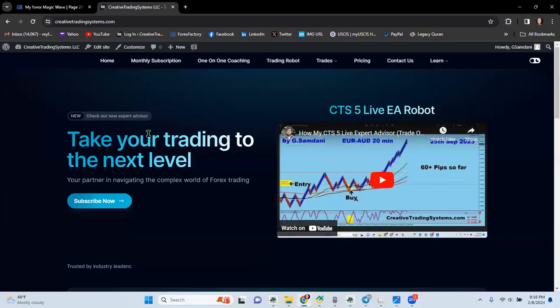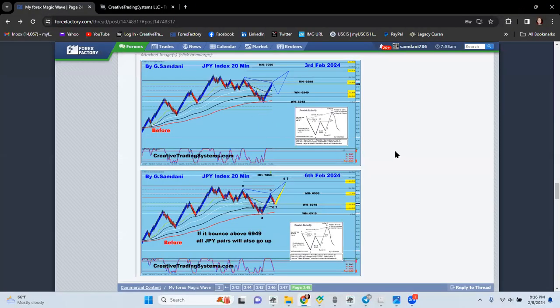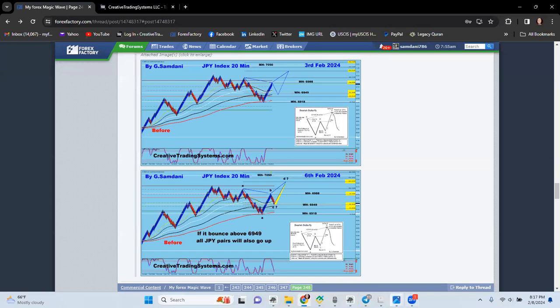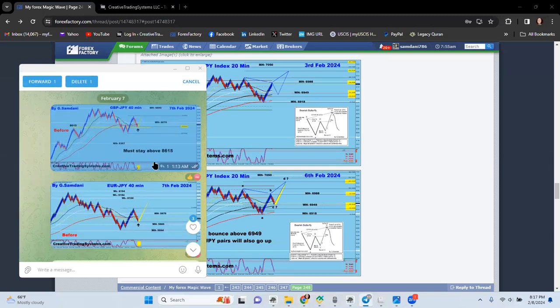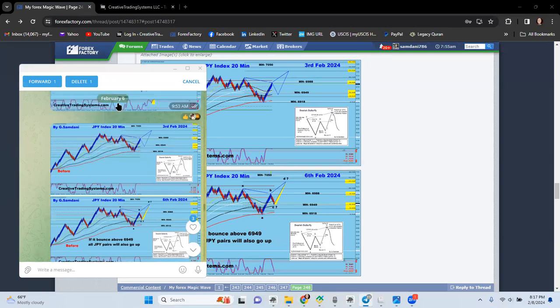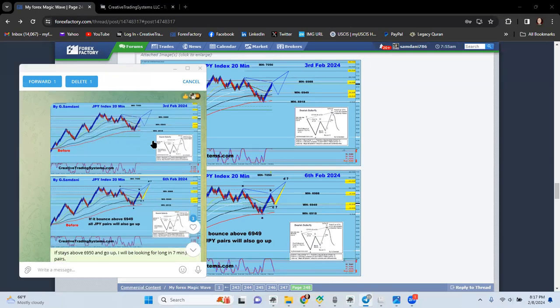Let me show you here. If we go to my Forest Factory, you see that here, my thread. I posted this on the 6th when I made this chart. You see that? So I said all yen pairs might be getting ready to go up again. Be ready if they do. So I posted that on Forest Factory, as well as on Telegram, you can see where this is right there, right? So I posted here on the 6th that this is what's going to happen late on the 6th.